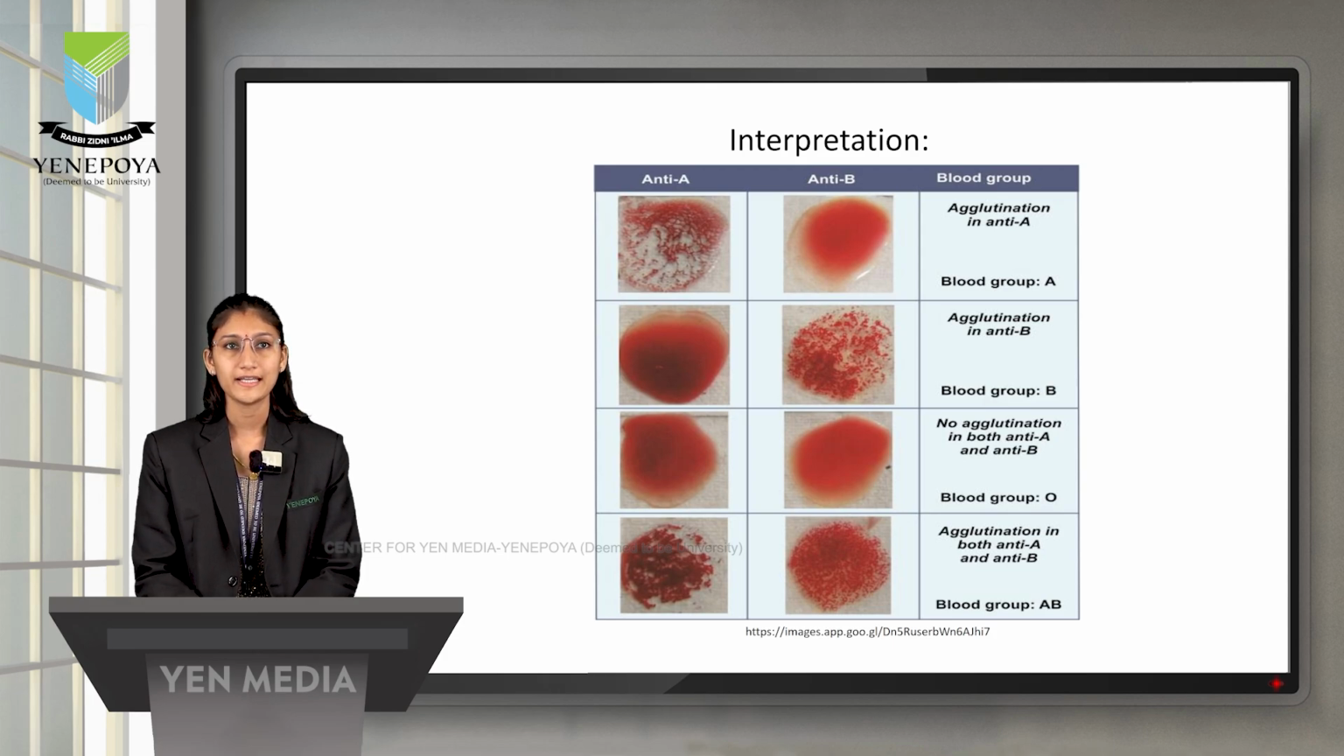So here we can see the interpretation of the test. If there is agglutination with anti-A, it is called group A, and if there is agglutination with anti-B, then that is called group B. If there is no agglutination in both, then it is called group O. If you see agglutination in both anti-A and anti-B, it is called group AB.